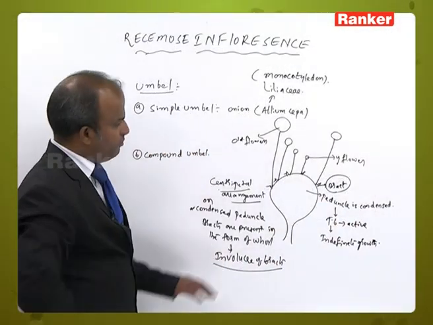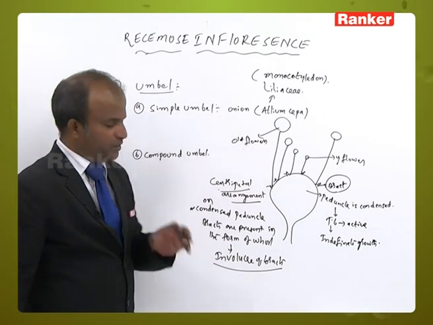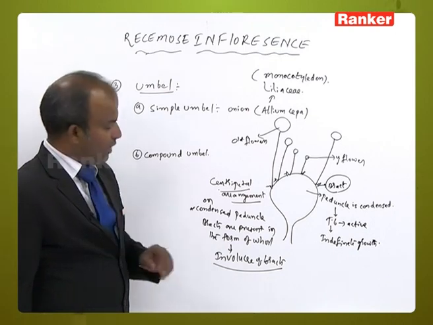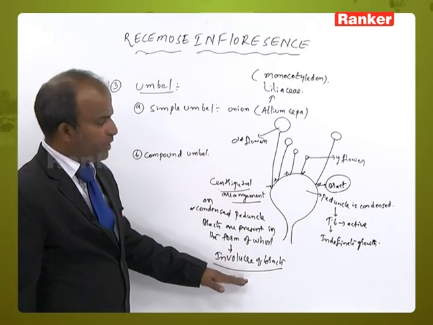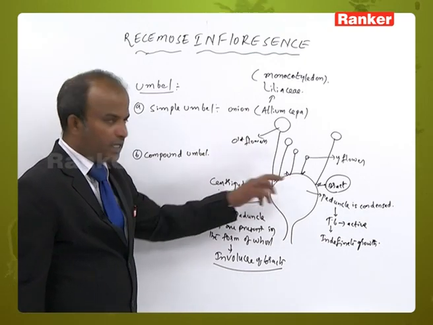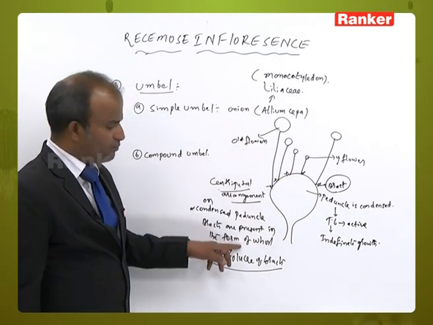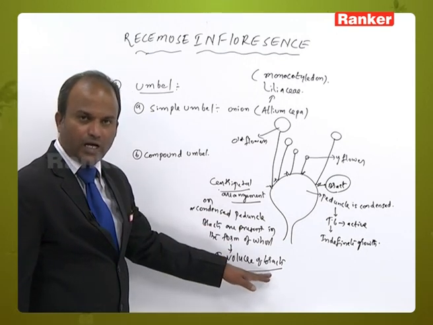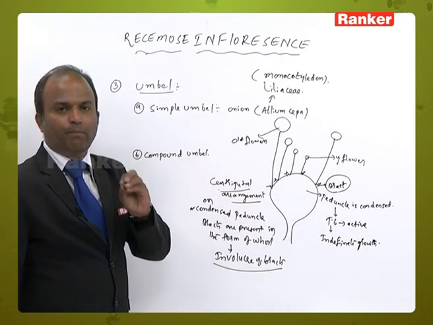Involucre of bracts can be seen in simple umbel. What is meant by involucre of bracts means bracts which are forming a whorl-like structure on the condensed peduncle. So it is called as involucre of bracts.